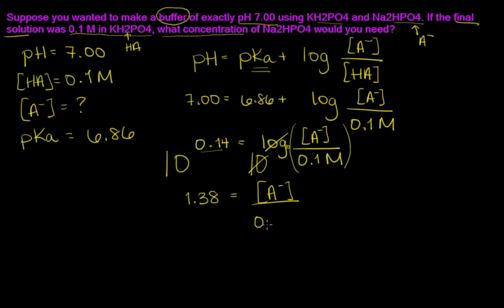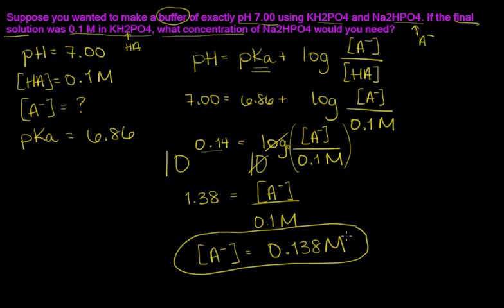Okay, now we just simply multiply both sides by 0.1 and we get concentration of A minus equals 0.138 molar. And that is the answer. So obviously we can take the Henderson-Hasselbalch equation and solve for concentrations, we could solve for pKa, or we could solve for pH. So I'm not going to show you every single possible question, that would be impossible, but just keep in mind that this is a very powerful tool as long as you remember to use 10 to the power of something to get rid of the log when you're algebraically solving these questions.